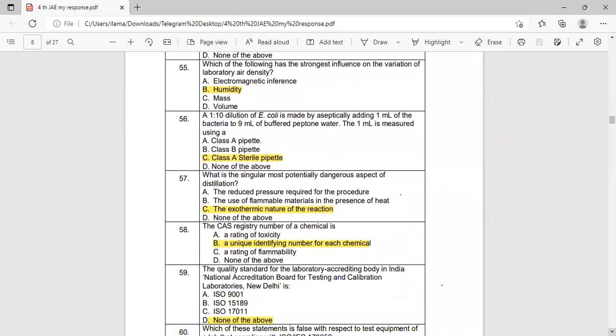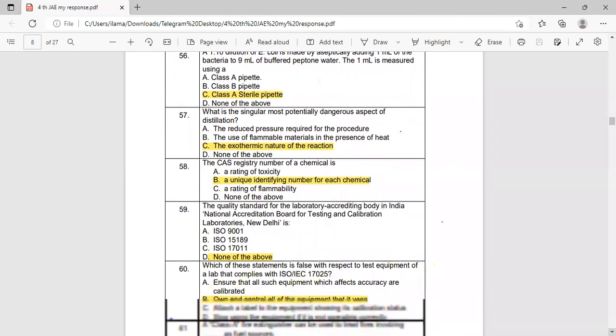Next one, the quality standard for the laboratory accreditation body in India is the National Accreditation Board for Testing and Calibration Laboratories, New Delhi. ISO 9000 is related to quality. ISO 50000 is not related to quality. And ISO 17011 is also not related to food laboratories or reference laboratories. So none of the above is the correct answer.